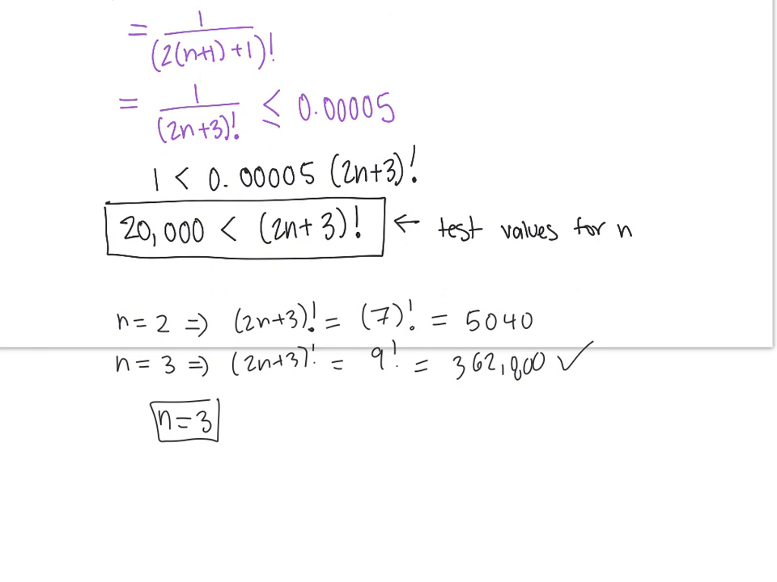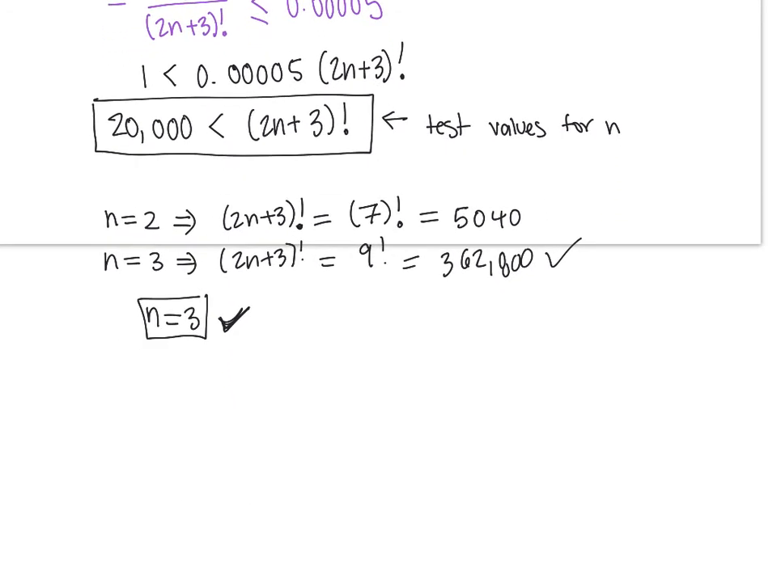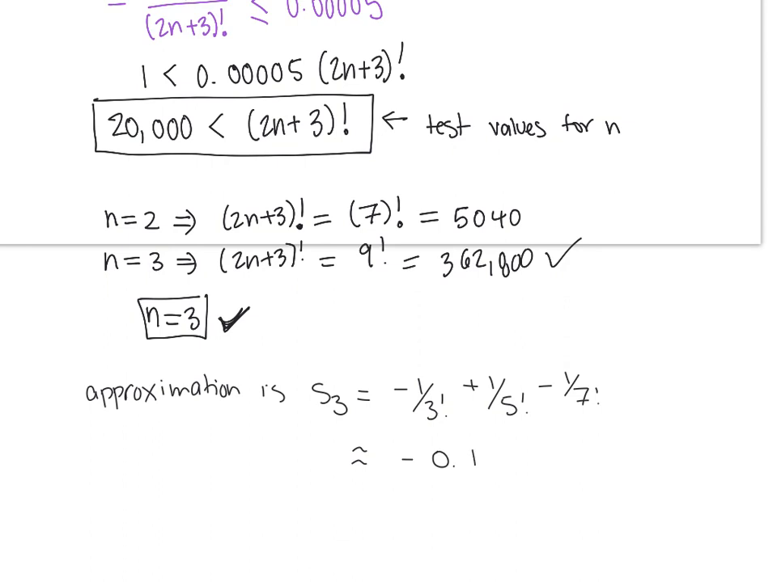And one thing to keep in mind is we now know how many terms we need. The question also asked us for an approximation. So the approximation is S3, it's the sum of the first 3 terms. So when you plug in 1, we have negative 1 over 3 factorial. When you plug in 2, we have positive 1 over 5 factorial. And when you plug in 3, we have negative 1 over 7 factorial. And that's about equal to negative 0.158.